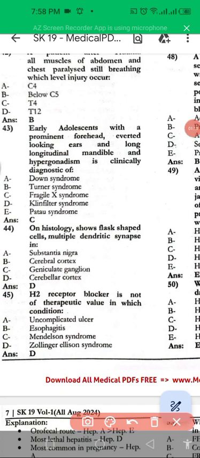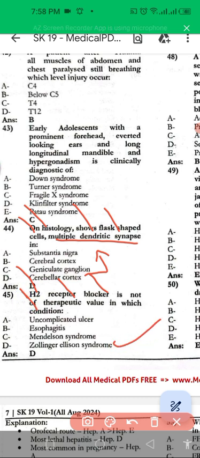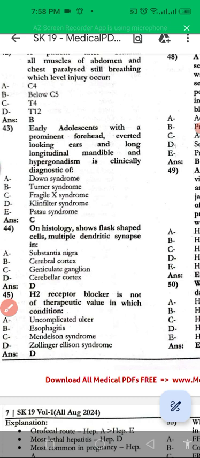Okay, so the next one, on histology: flask shaped cells and multiple dendritic synapses are there in which structure? It is in the cerebellar cortex. An H2 receptor blocker has no therapeutic value in which condition? That is Zollinger-Ellison syndrome, the condition in which there is excessive acid secretion.